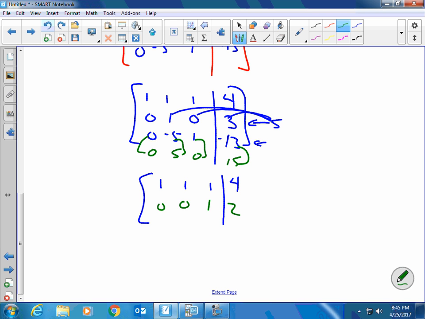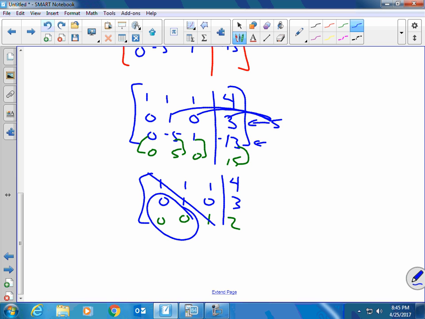Okay, whoops, I forgot something in there. I forgot my middle row. Let's slide that down. And I have my middle row of 0, 1, 0, 3. That was the third row. We get it? We did it. We got 1s here, and we got 0s everywhere else.